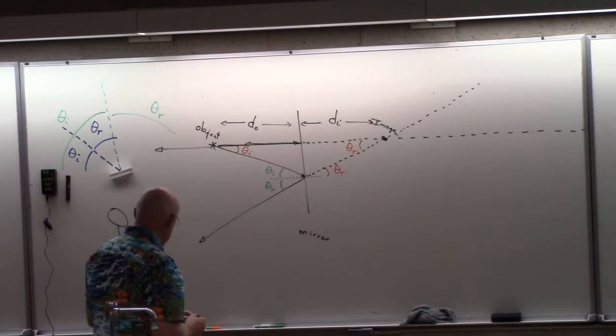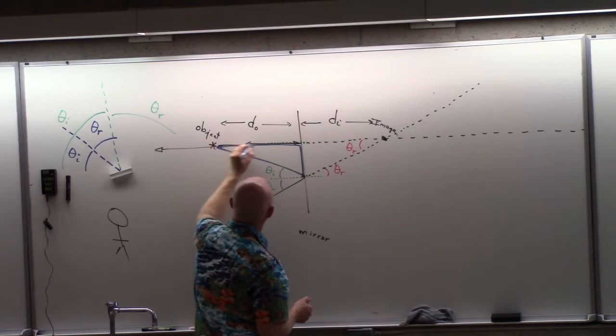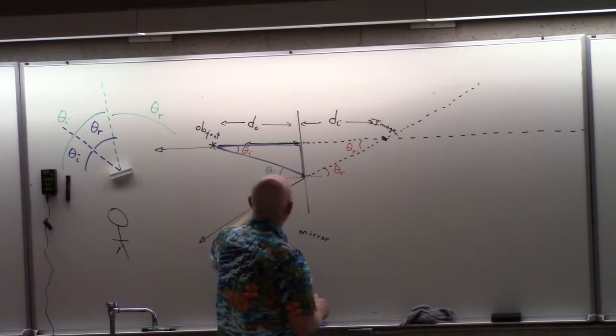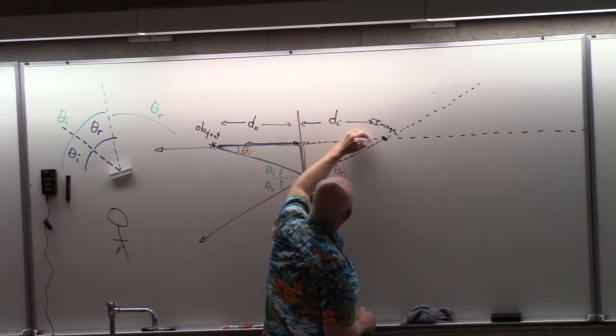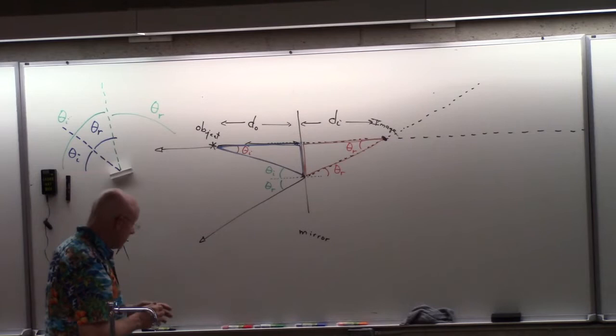And so let me look at a blue triangle. So I'll call this the blue triangle right here. And I'll look at an orange triangle. And you might ask about this blue and orange triangle, is there any mathematical connection between those two? And I would say there is.